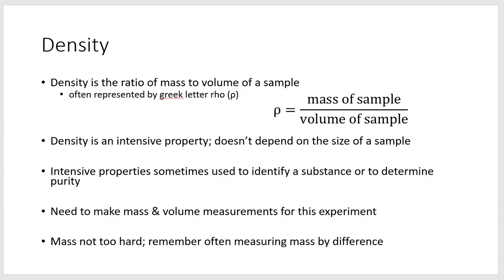And so we need to measure the mass of the empty container, measure the mass of the container plus the liquid, and then take the difference between those two. And that's what I mean by measuring mass by difference. So we always want to remember that we need to isolate the mass of the sample when we're calculating density.